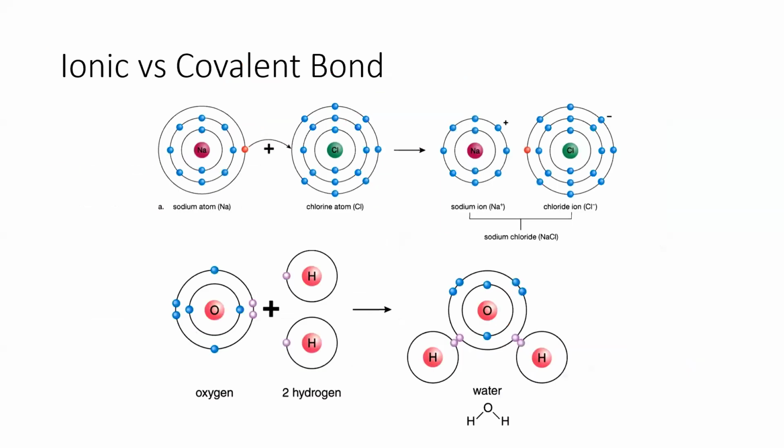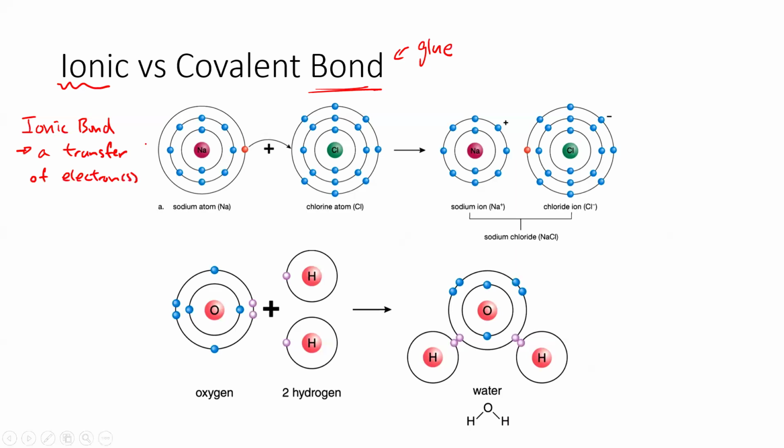Next, we're going to talk about how we actually glue these atoms together. And what holds the atoms together in a molecule? Well, it turns out a bond, a chemical bond, is kind of like a type of glue. And there are two kinds of glue here. We have the stronger glue, which is called the ionic bond. So in an ionic bond, there is a transfer of electron, sometimes more than one.